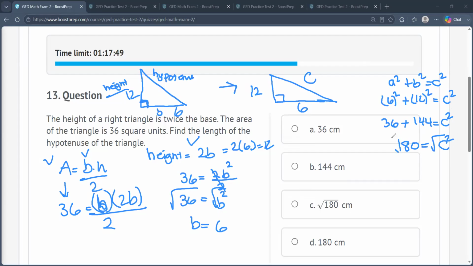Take the square root. c is the square root of 180. They didn't simplify it. You could simplify it, but they left it as it is. So the hypotenuse is the square root of 180, and I did this all without a calculator. Okay, if you need to pause or rewind, go ahead, because there were a lot of steps.